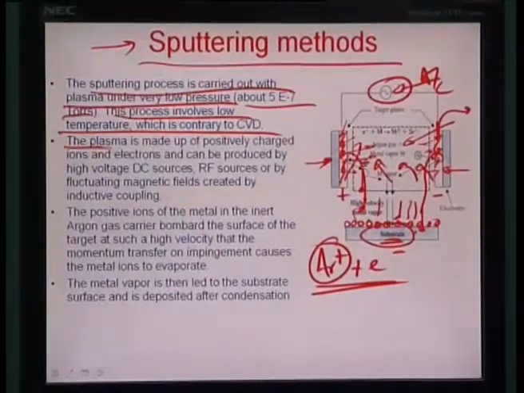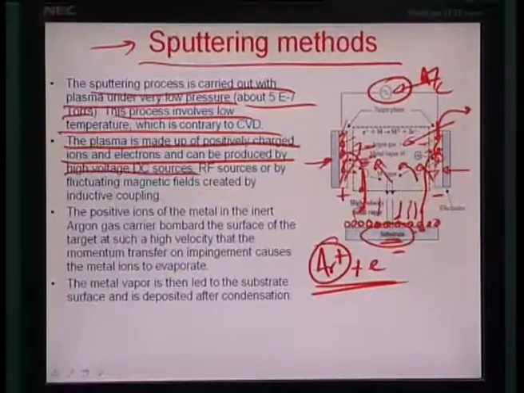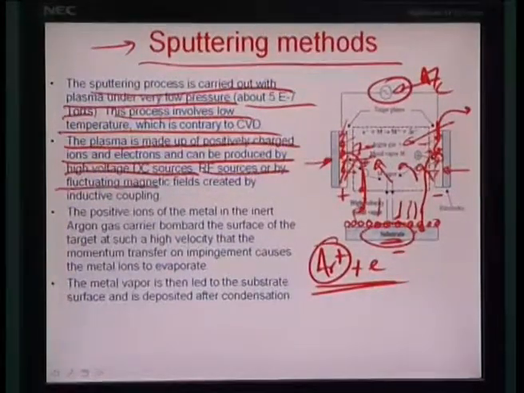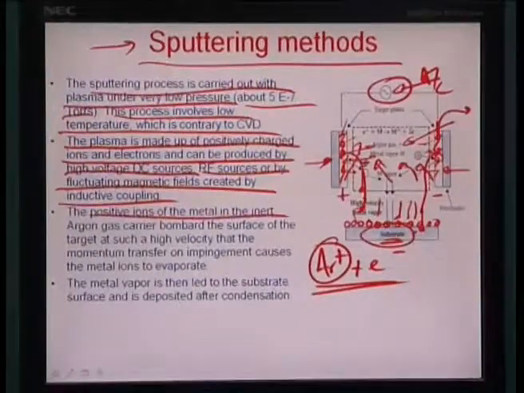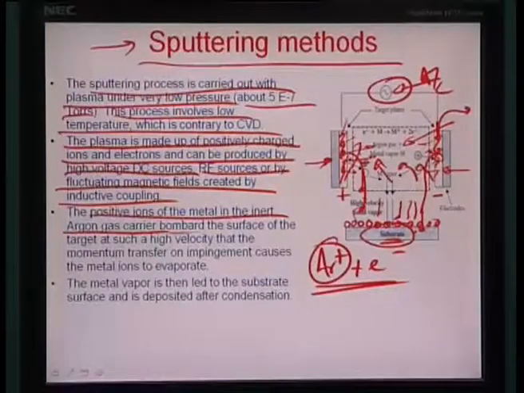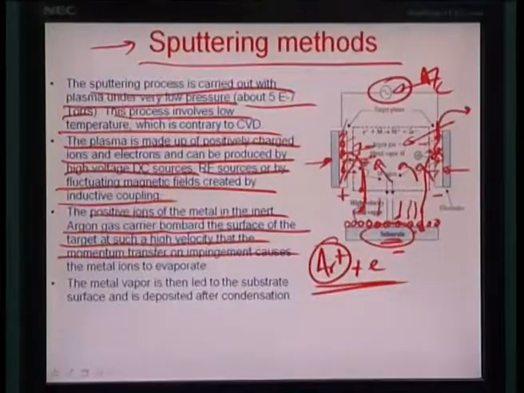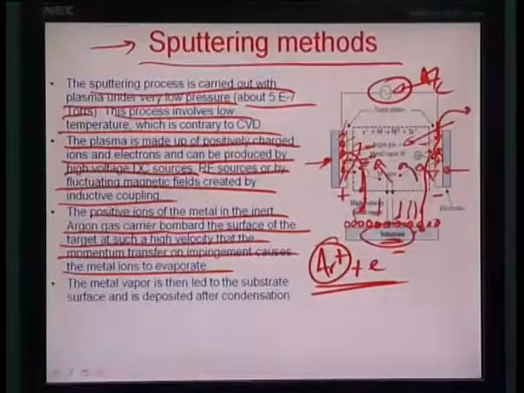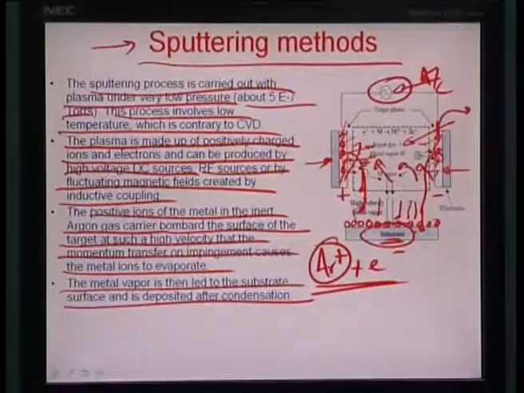So, in a nutshell, the plasma is made up of positively charged ions and electrons, and can be produced by high voltage DC sources, RF sources, or by fluctuating magnetic fields created by inductive coupling. The positive ions of the metals in the inert gas or argon gas carrier bombard the surface of the target at such a high velocity that the momentum transfer on impingement causes the metal ions to evaporate, and the metal vapor is then led to the substrate surface and is deposited after condensation.